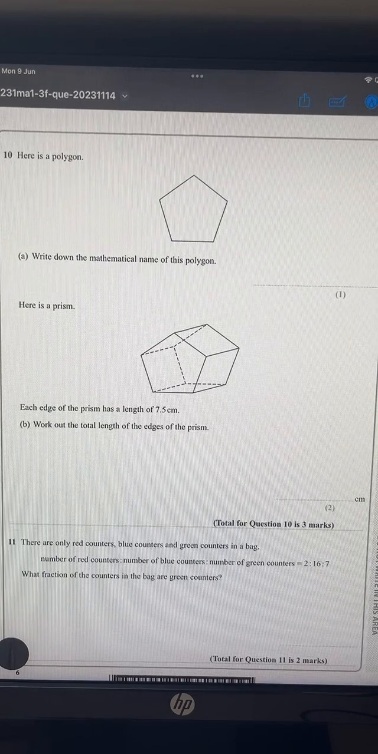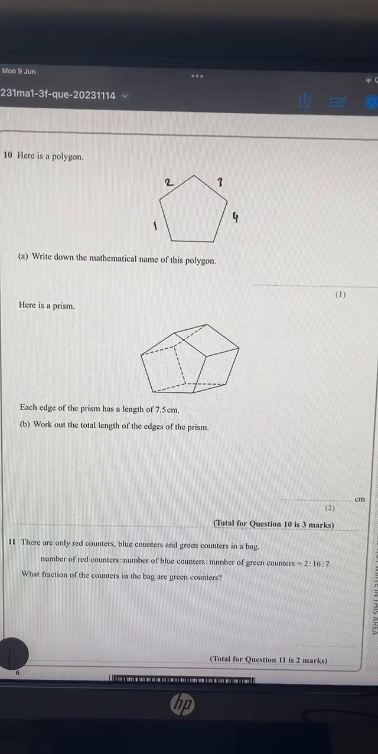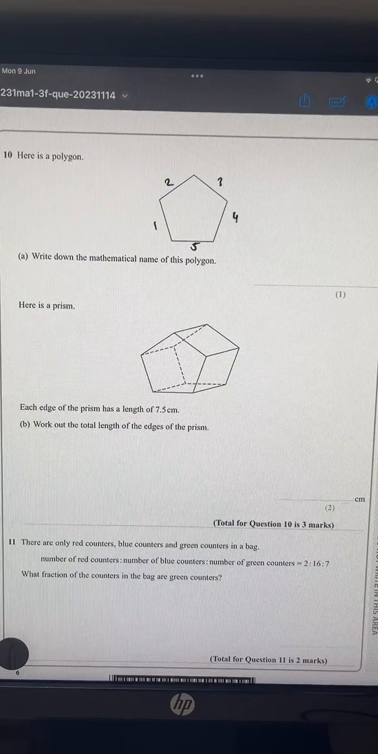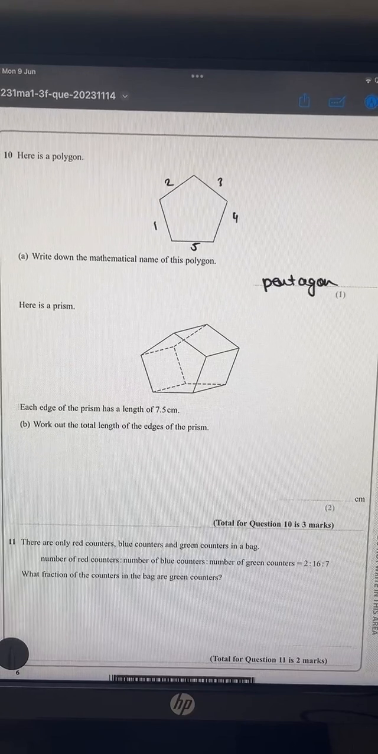Here is a polygon. Write down the mathematical name of it. Well, let's count the sides. 1, 2, 3, 4, 5. 5 sides. And what does it look like? It looks like a house, right? Penthouse. So this would just be a pentagon. Because it looks like a penthouse, like a house.